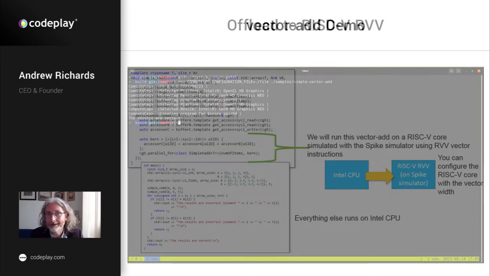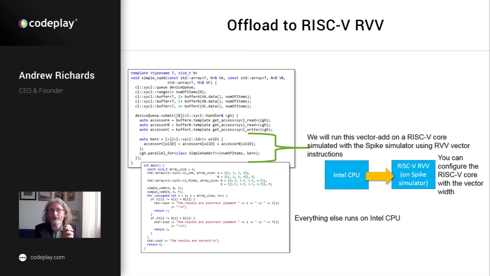Okay, so now I'm going to run exactly the same source code. This is exactly the same source code. I'm going to offload that vector add, instead of to an Intel GPU, to a RISC-V processor, which we simulate using the Spike simulator. That's a standard simulator you can use for RISC-V. And we're going to use the RVV vector instructions on that RISC-V core. So it's very performant at doing the vector add.